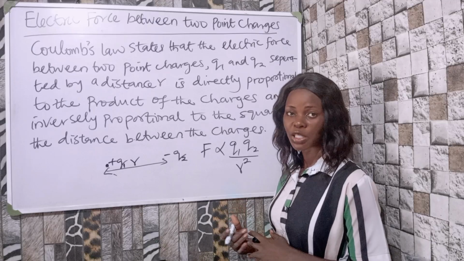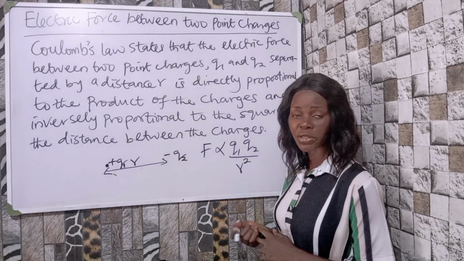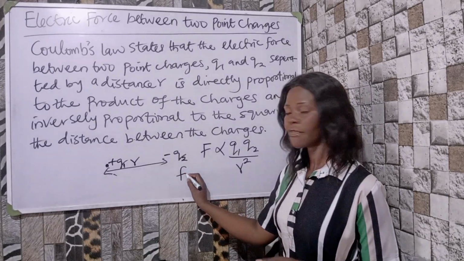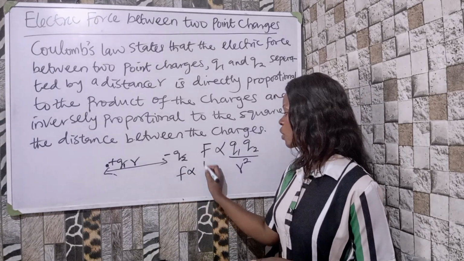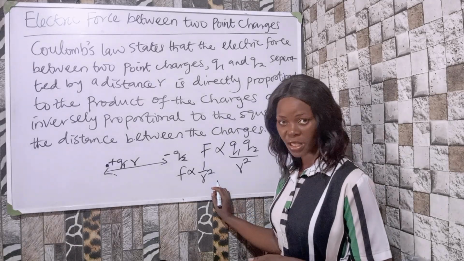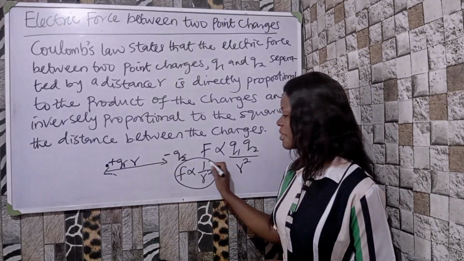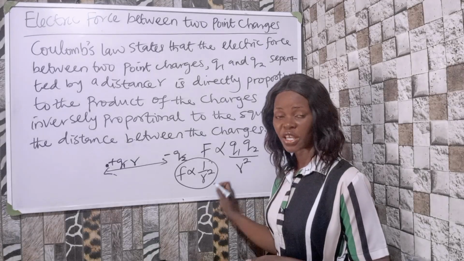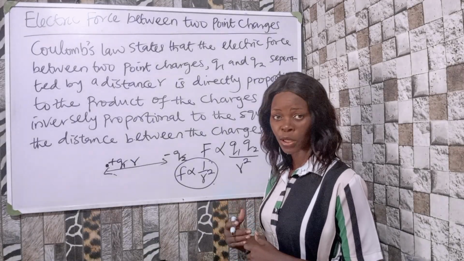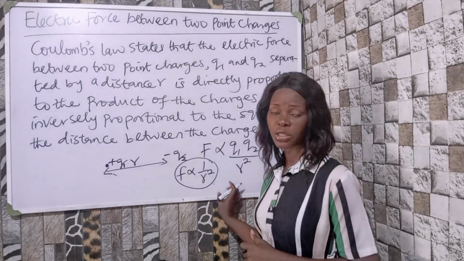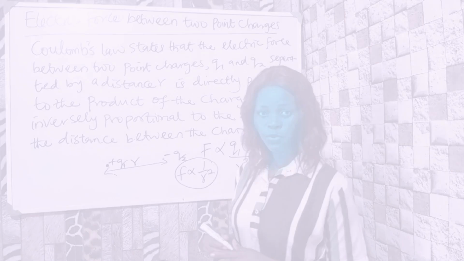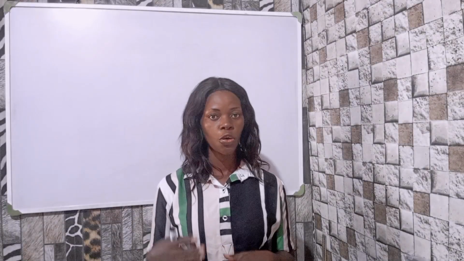What do we mean by inverse square law? Because it is inversely proportional, we can otherwise say that F is proportional to the inverse of r squared. So this automatically makes it an inverse square law. The law of universal gravitation is also an inverse square law. So let us explain this Coulomb's law and see how we can use it to solve problems. Stay tuned.